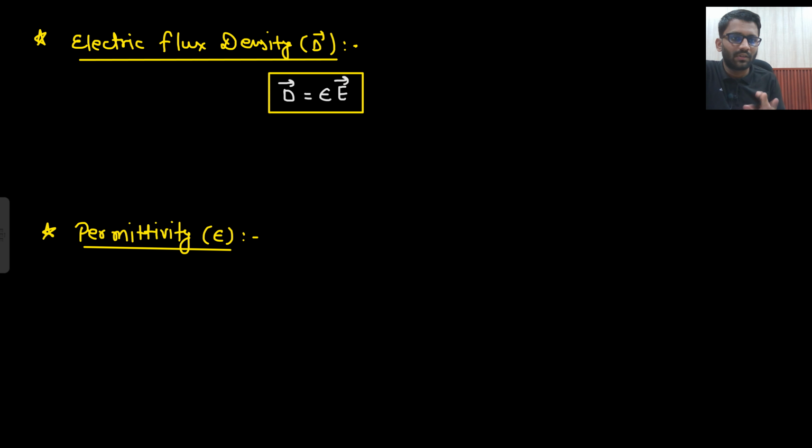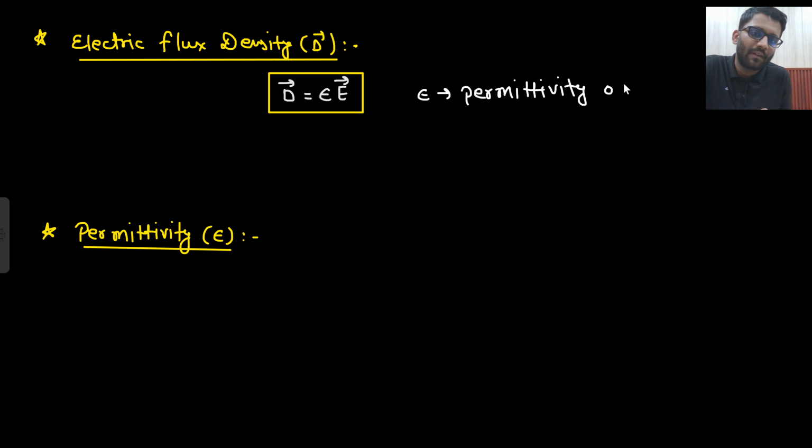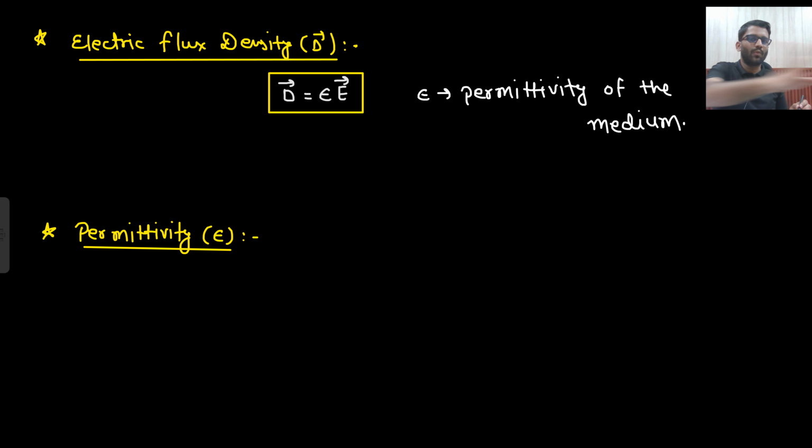Are you getting this point? D is epsilon E. This is what you need to remember, where epsilon is the permittivity of the medium. Look, we are not going to study the complete electrostatics, right? So we cannot prove all these things. So some things you need to remember. Now this epsilon, here only I will write about it. Yeah, now one more thing.